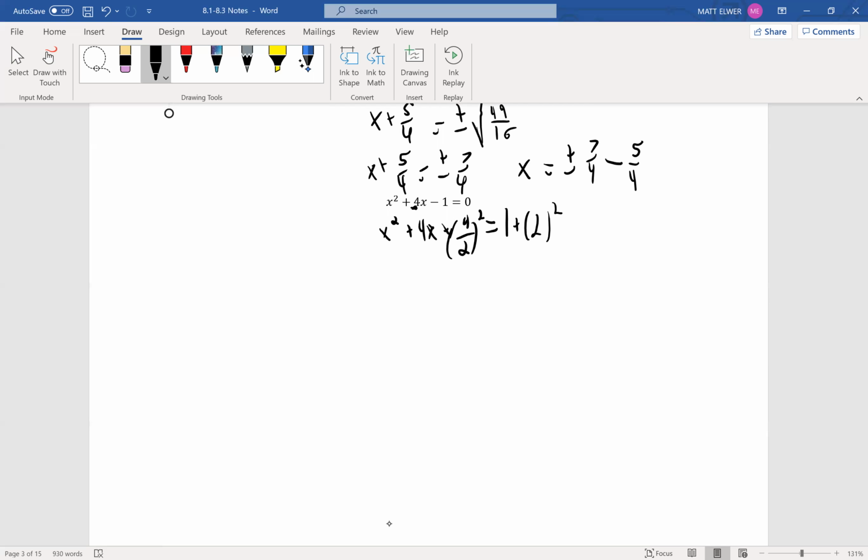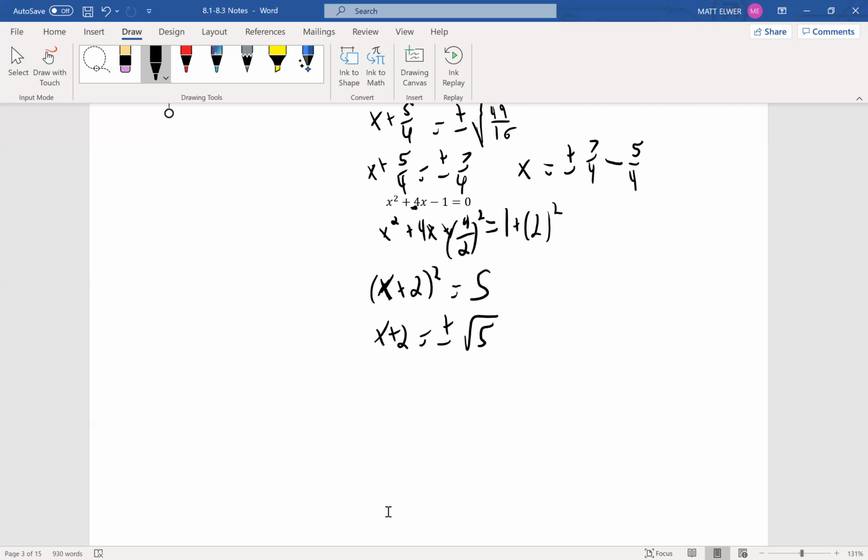Okay. Notice on the left side, since we have a perfect square now, we can factor that. So we get x plus 4 over 2, which is just x plus 2, squared. And then notice on the right side, we get 1 plus 2 squared. 2 squared is 4, so we just get 1 plus 4, which is 5. So we have x plus 2 squared is equal to 5. So we can square root both sides now. x plus 2 is equal to plus or minus the square root of 5, right?